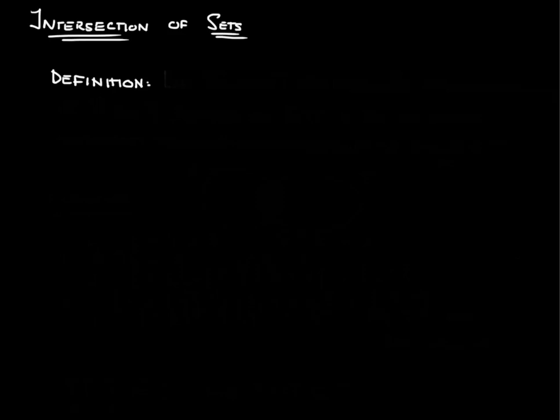In this video, we're going to have a look at the intersection of sets. So let's start with our definition. We're going to start with two sets. So let S and T be sets. Okay, so I have two sets.